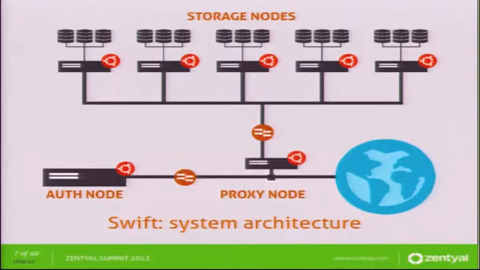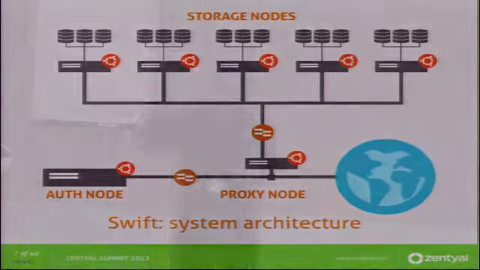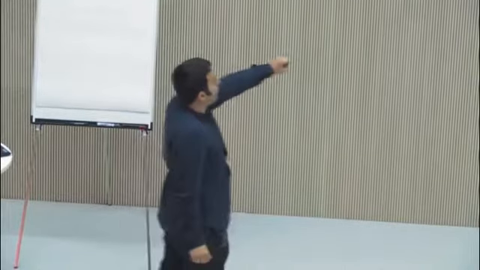One of them are the storage nodes, where we store the data, and they are replicated within it. And we also have the authentication node. The authentication node is responsible for authentication, for saying that this object is possible to access by this user because it's in this project and stuff like that. And we also have the proxy node.